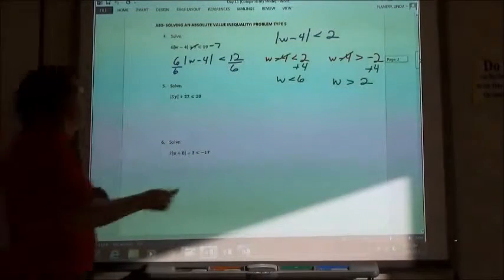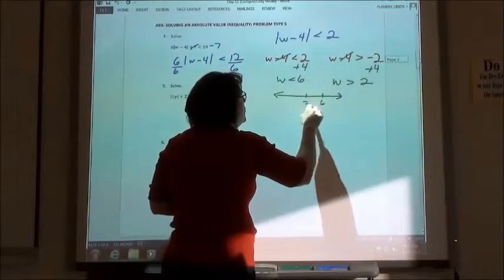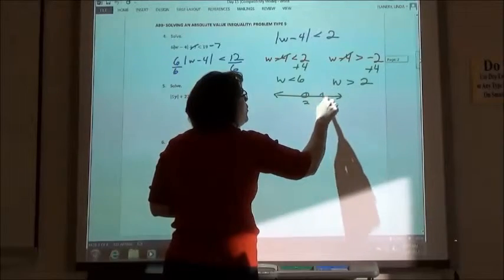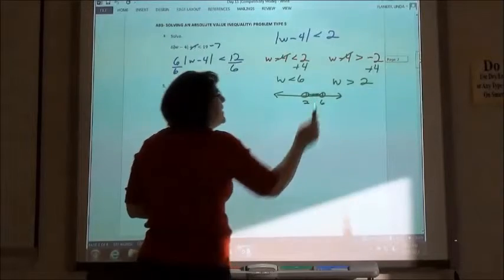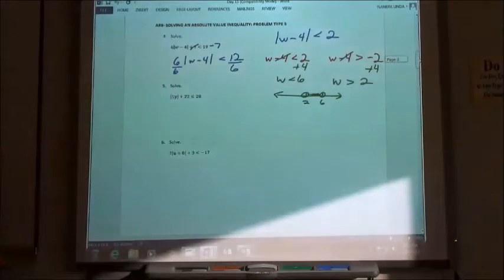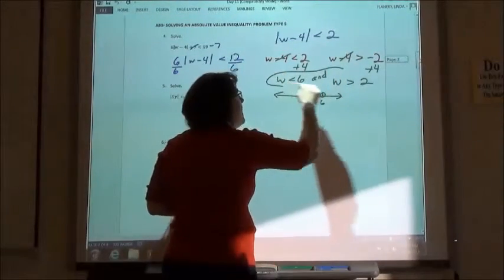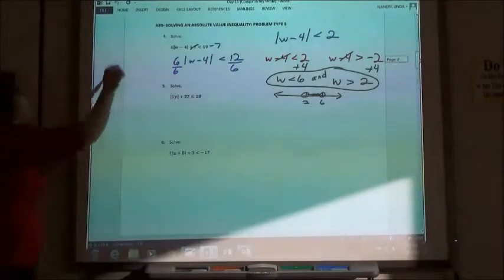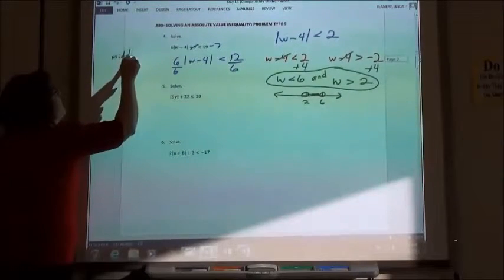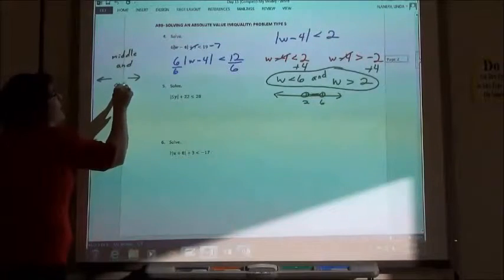So if I was just thinking about my number line like I did on the previous one, 6 and 2, I'd have an open circle on the 2 and an open circle on the 6. I'm less than the 6, greater than the 2. I'm between my 2 dots, right? If I'm between my 2 dots, I'm going to connect these 2 things with the word and. So if you're in the middle, you connect them with and. If it's the 2 outsides, you're going to connect them with an or.